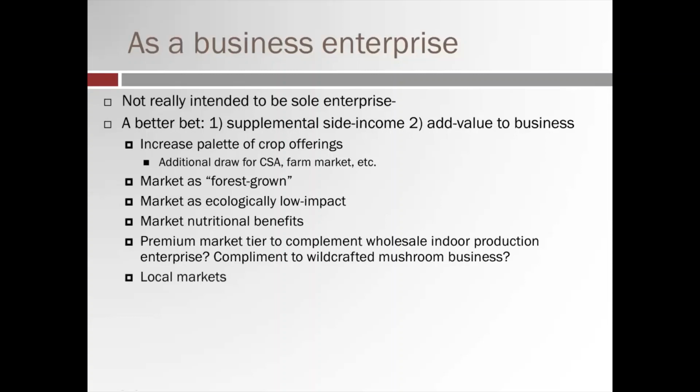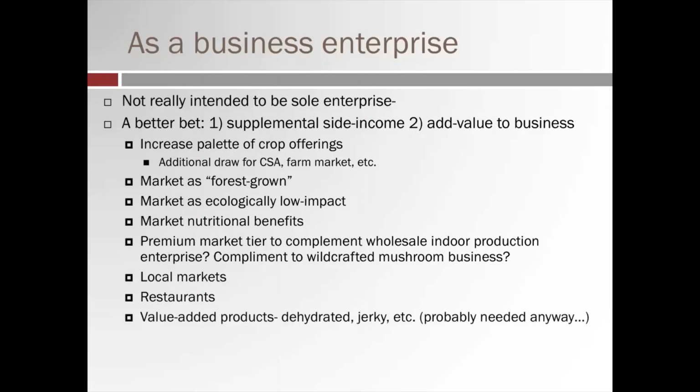Local markets, of course, so you could get a premium in general, capturing a bigger share of the value chain. Restaurants, if you live in an urban area or around a place with a lot of restaurants. Also value-added products: dehydrated mushrooms, jerky. These are probably needed anyway if you're going to do this as a commercial enterprise, because you're probably not going to be able to sell it all fresh, and you're going to want to have some of these value-added backups in place.